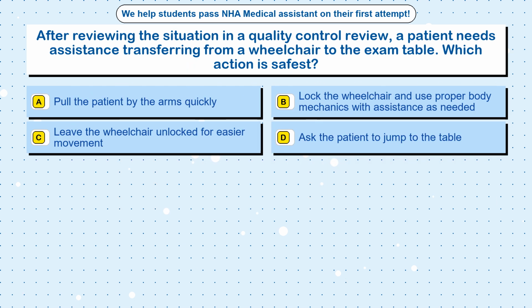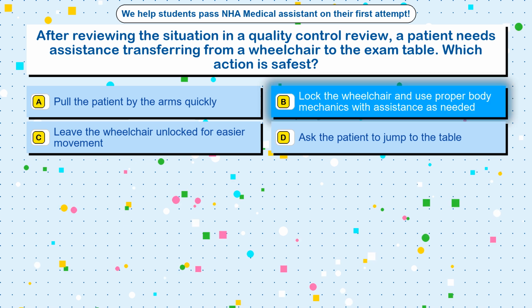Question 38. After reviewing the situation in a quality control review, a patient needs assistance transferring from a wheelchair to the exam table. Which action is safest? Option A. Pull the patient by the arms quickly. Option B. Lock the wheelchair and use proper body mechanics with assistance as needed. Option C. Leave the wheelchair unlocked for easier movement. Option D. Ask the patient to jump to the table.